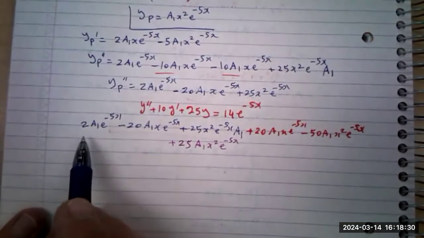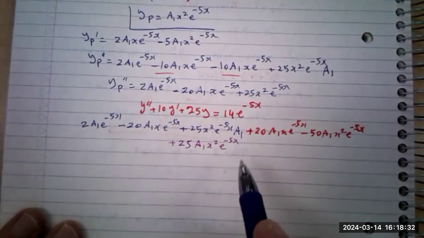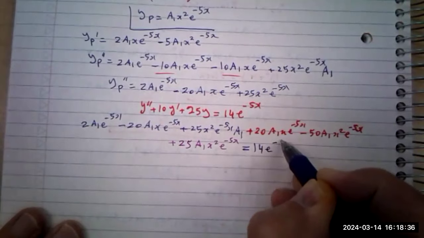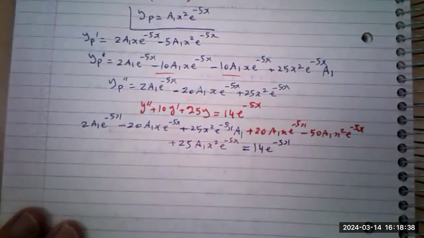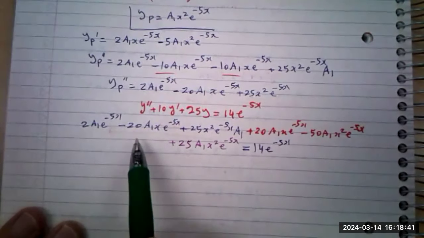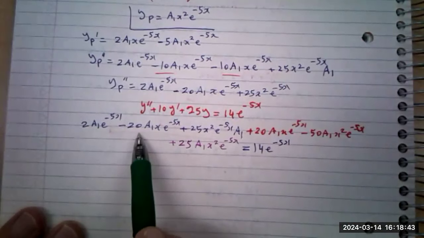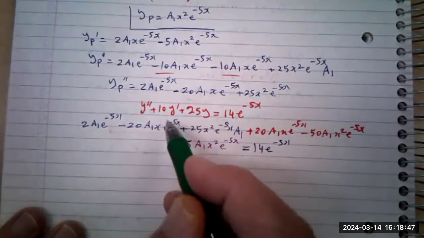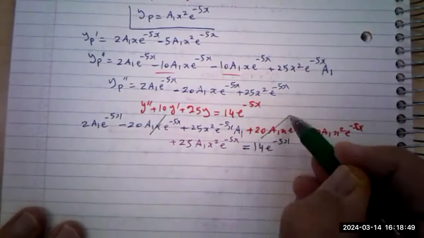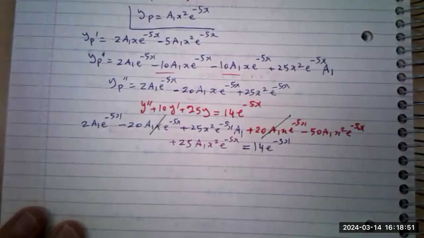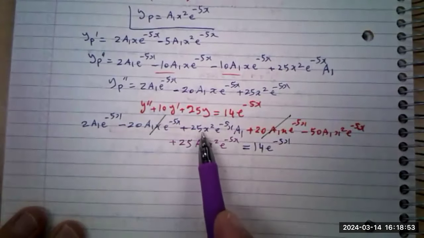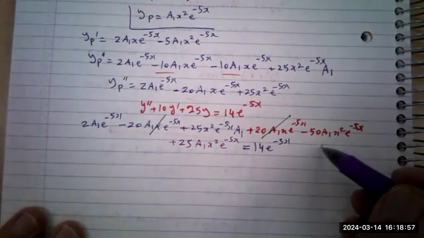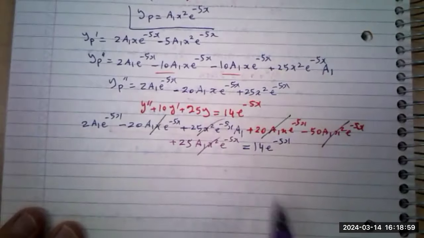This is going to be equal to the 14 e to the negative 5x. Cancel out those terms. See, that's a negative 20 a1x, and this is positive 20, so these two would cancel out. Now 25x squared, 25x squared would be 50 and the 50, so these three would cancel out.